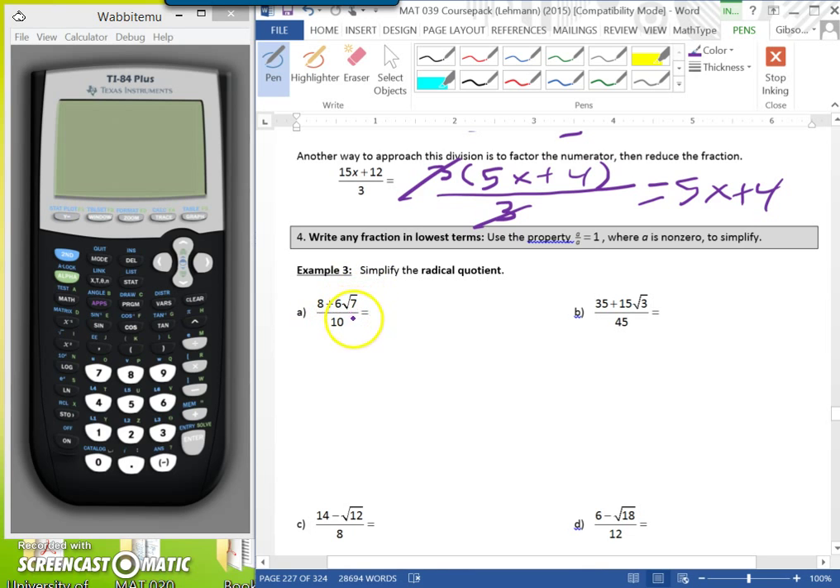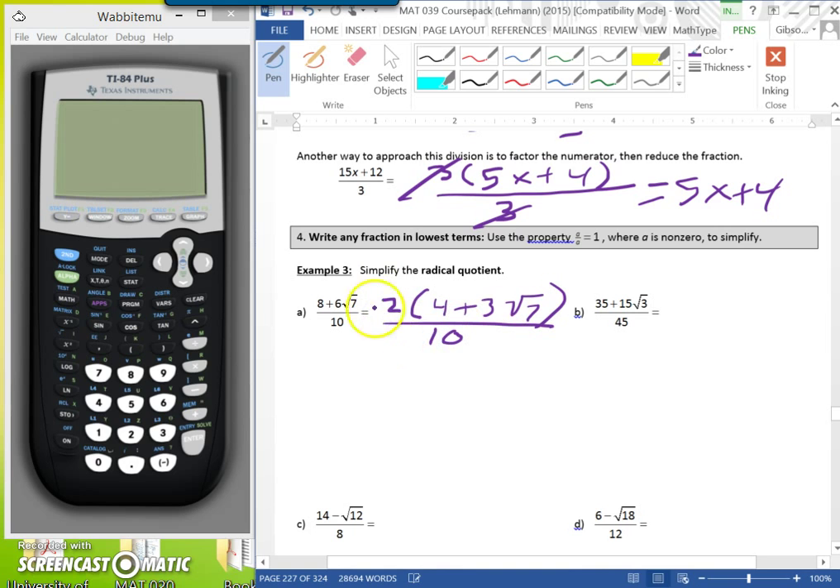Now we look here at the square root of 7. There is no perfect square in there. So now we can factor from this 8 and 6. 8 and 6 both have 2 in common. So that would leave us 4 plus 3 times the square root of 7, all over 10.